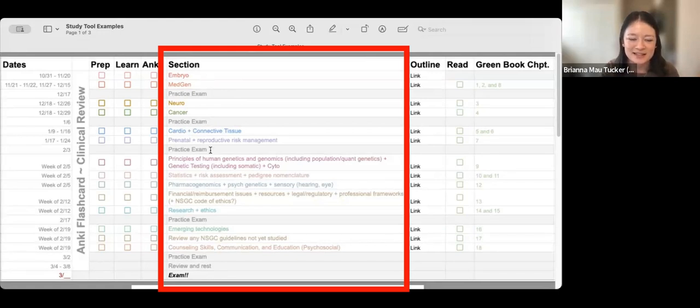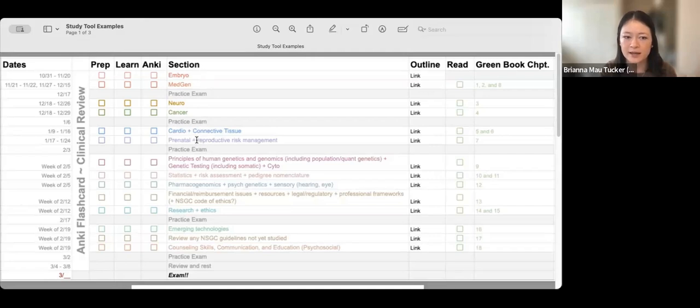And I had a pretty significant prenatal rotation, so I felt like I was maybe more comfortable with that. I was more comfortable with cardio, so I put them later. Let's see what else to mention.